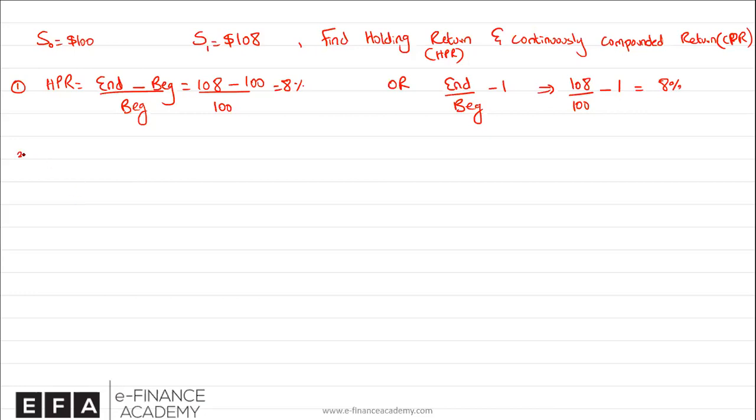How do we find the continuously compounded rate of return? We find that using this expression, which is the continuously compounded return, let's say CCR, equals the natural log of 1 plus HPR. Let us see how we would actually get this. If we take the natural log of 1 plus HPR, where HPR is 0.08, the way you would enter this in your calculator is you would first press 1.08.